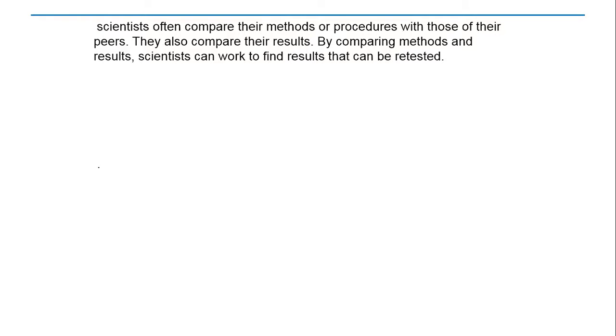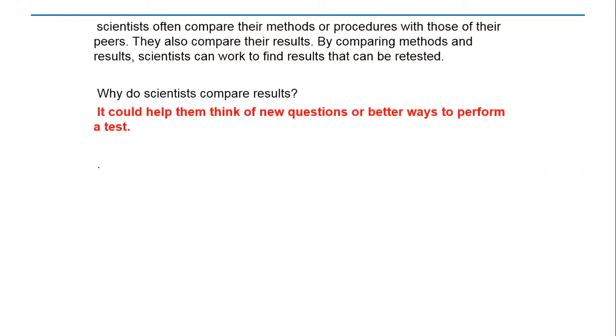Now, scientists often compare their methods, or procedures, with those of their peers. They also compare their results. By comparing methods and results, scientists can work to find results that can be retested. Why do scientists compare results? Who can tell me? Yes, it could help them think of new questions or better ways to perform a test.